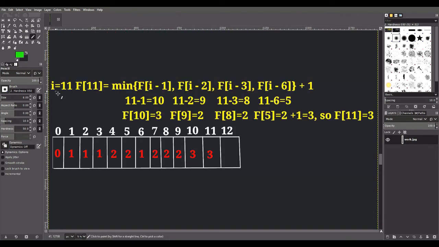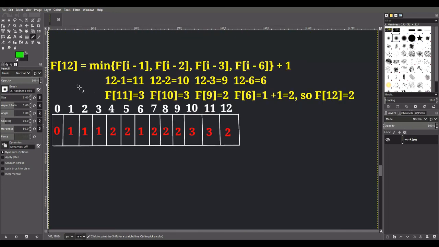Now, at I equals 11, f of 11 is equal to the minimum of f of I minus 1, f of I minus 2, f of I minus 3, or f of I minus 6, with 1 added at the end. 11 minus 1 is 10, 11 minus 2 is 9, 11 minus 3 is 8, and 11 minus 6 is 5. And so the smallest value we're going to get here is going to have to be 2. Yes, 2. And so we'll then add our 1 to it and end up with 3. So we set f of 11 equal to 3.